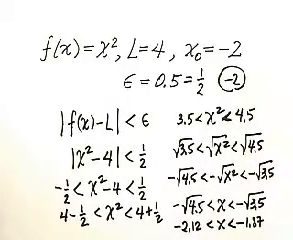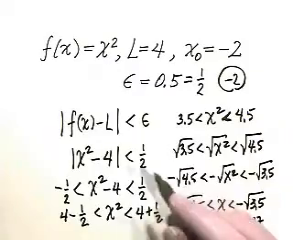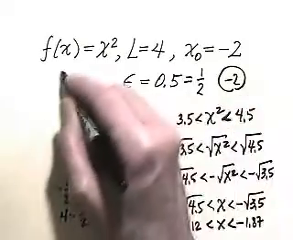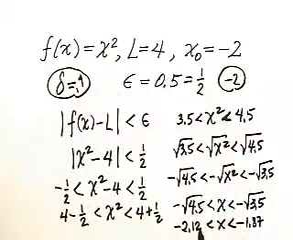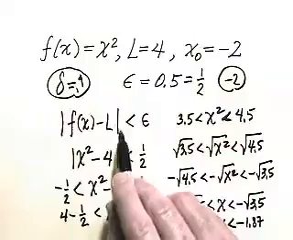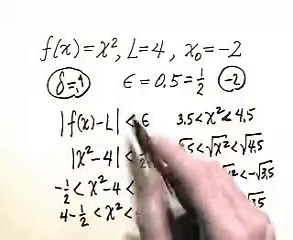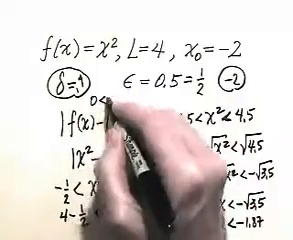That is, in the case where I take delta equal to 0.1, if I require 0 less than absolute value of x minus x naught be less than that delta, then our absolute value of f of x minus L will be less than epsilon.